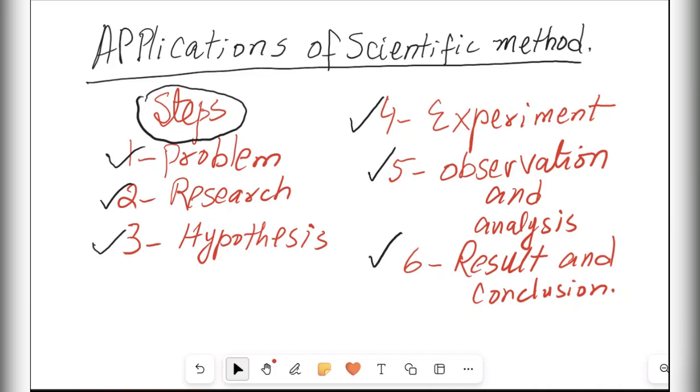Recall those steps. First one, problem or question. Second one, research. Third one, hypothesis. Fourth one, experiment. Fifth one, observation and analysis. And sixth one, result and conclusion. Ready? Let's start.